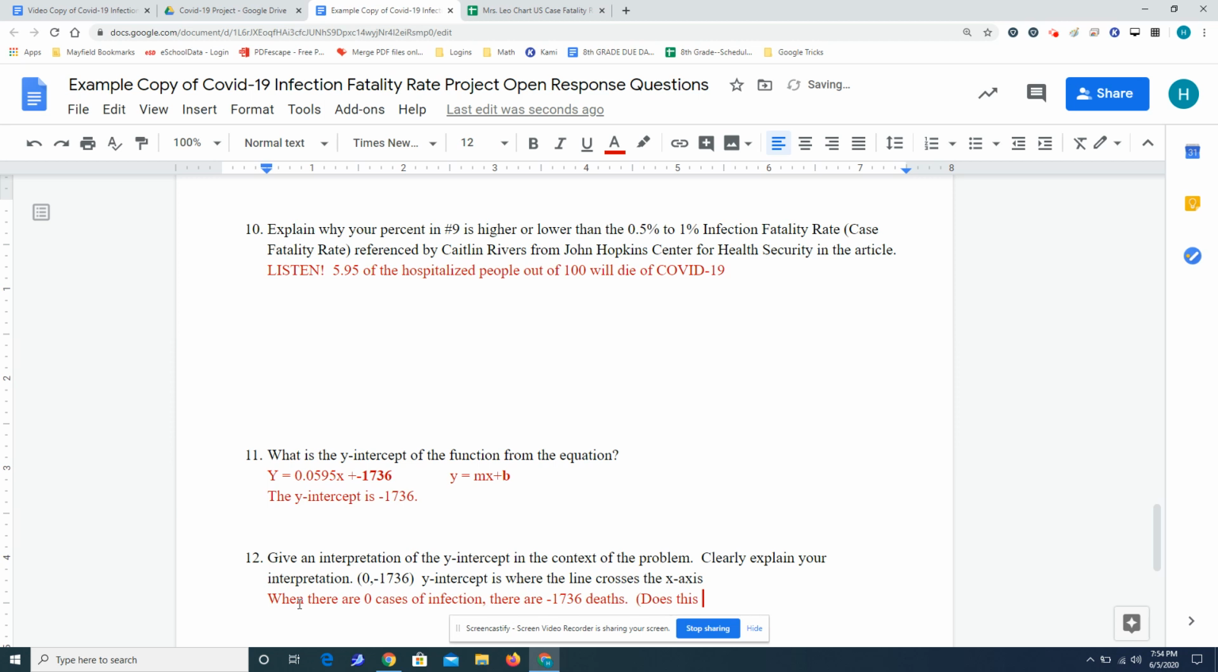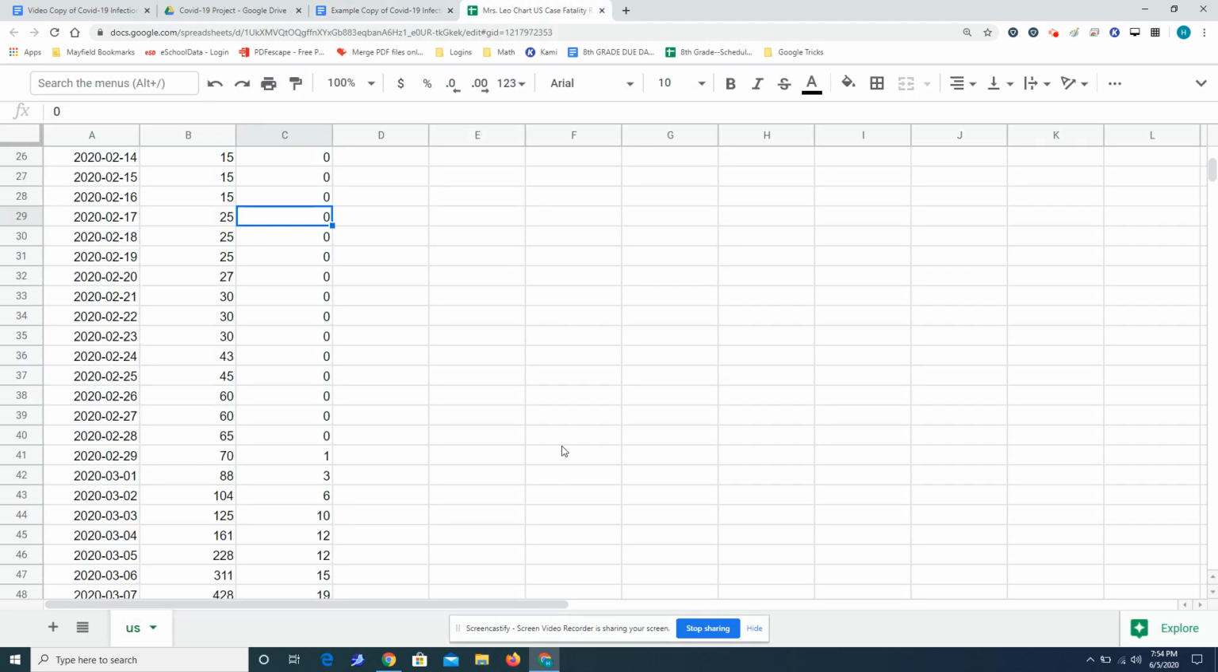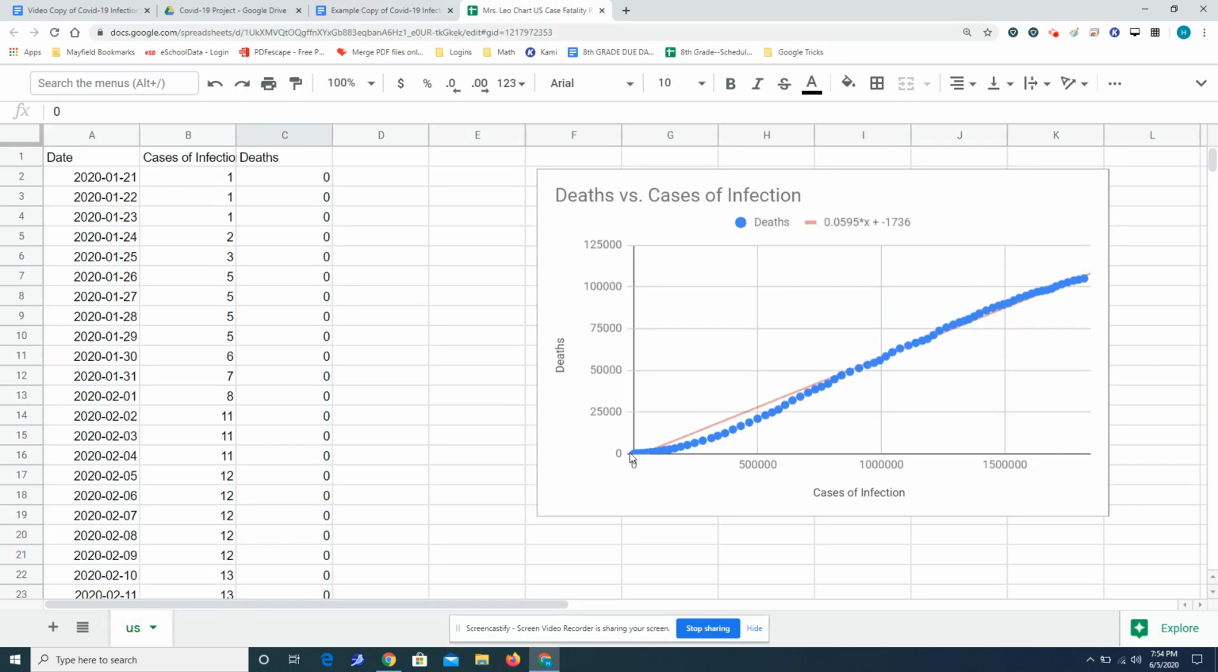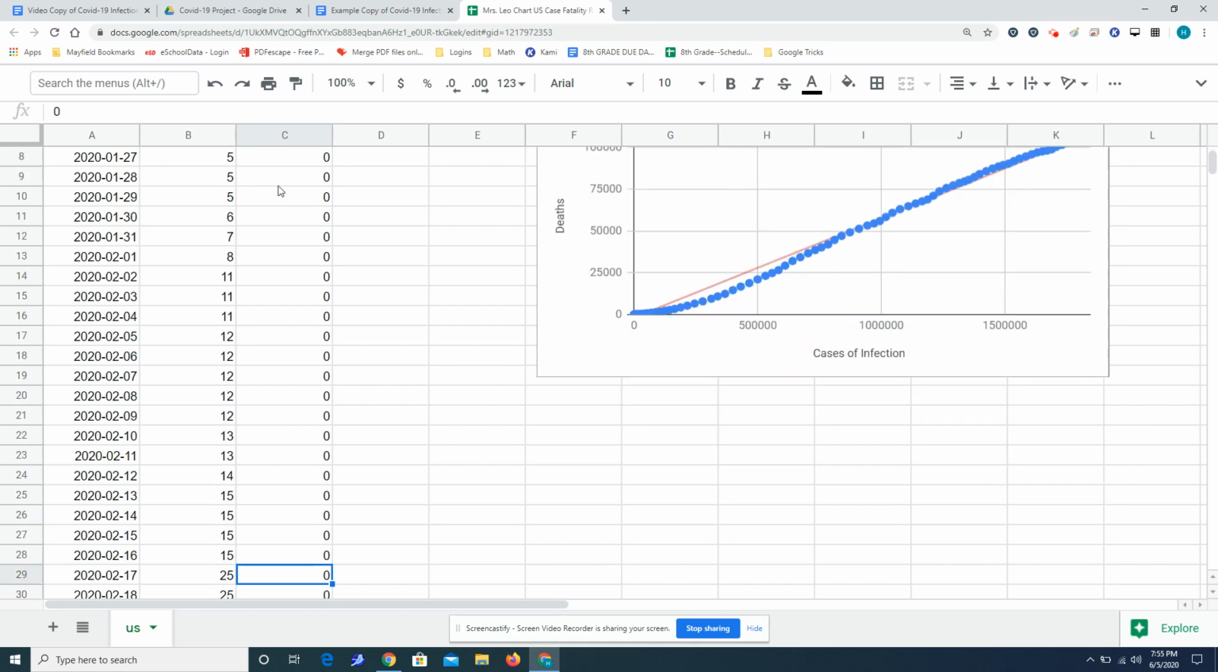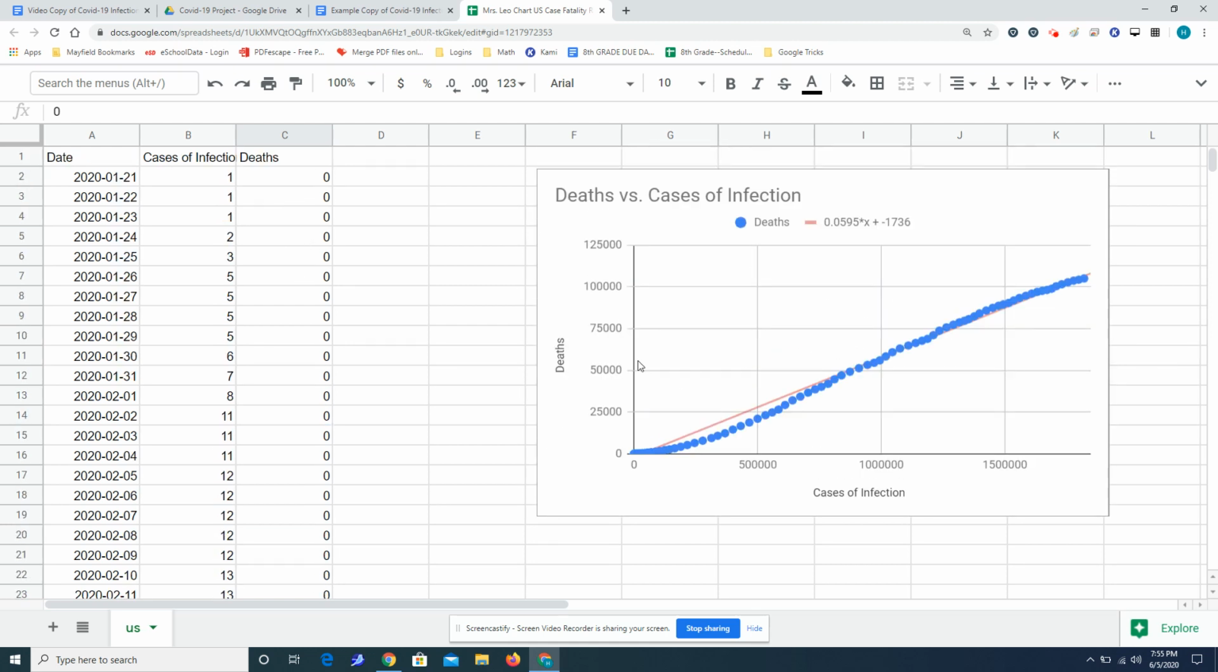But here's my question. Does this make sense? Because to me, that doesn't make much sense. How can we have negative deaths? I mean, in actuality, if we have 0 cases of infection, we would have 0 deaths. Well, what you have to remember from your chart is that when the chart was created, the line is drawn through the average. Okay. And from mine, especially, there are a lot of zeros. So it's going to go in between all those zeros. And when it goes in between those average zeros, it's going to end up falling below the x-axis and go in the negatives on the y.